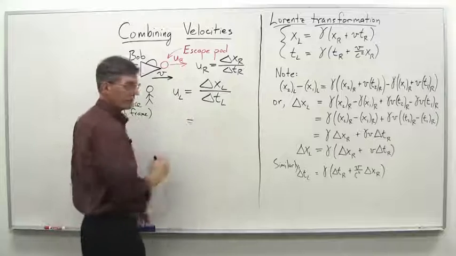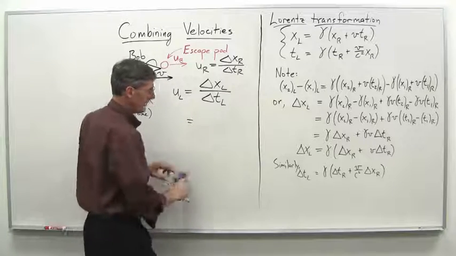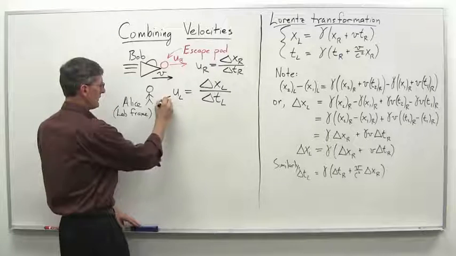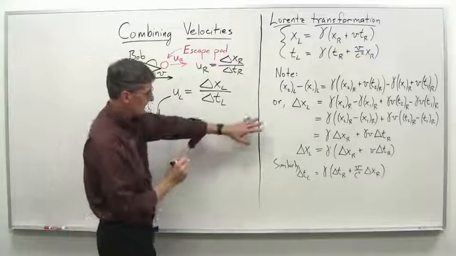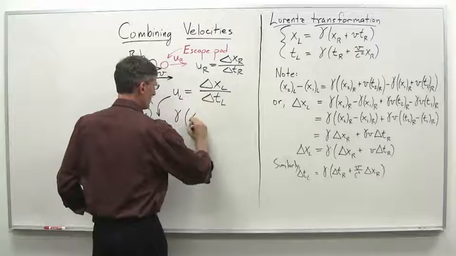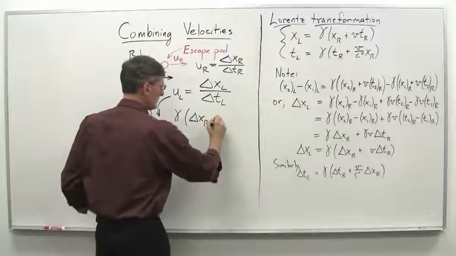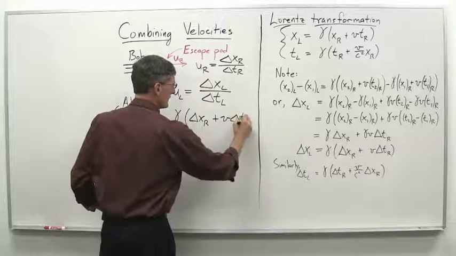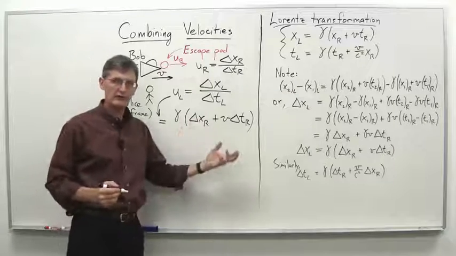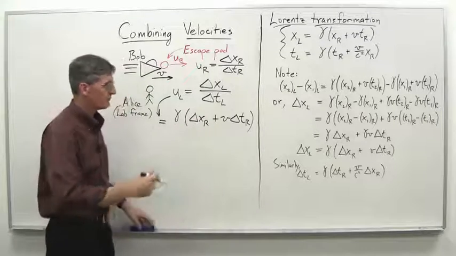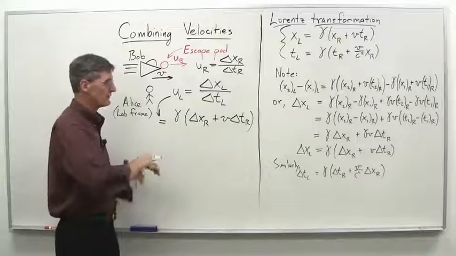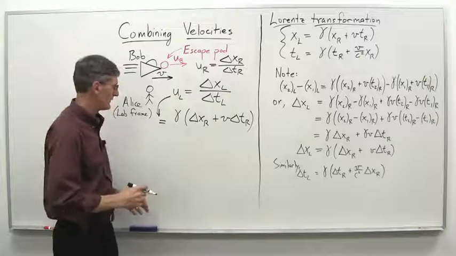So using our results from over here, and let's give us a little more room here. We'll say u sub L equals, here's delta x sub r. So we write gamma times delta x sub r plus v delta t sub r. And this, by the way, is one of the examples where finding the Lorentz transformation is very useful, why we spent the time to actually derive it, see where it comes from. So it's not just a magic formula or anything like that.